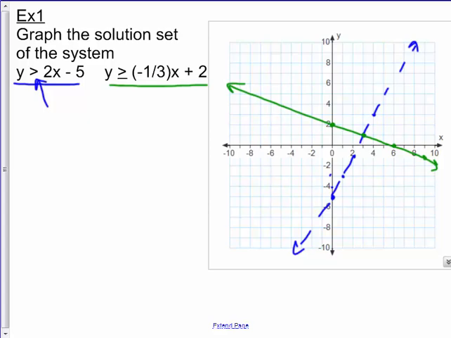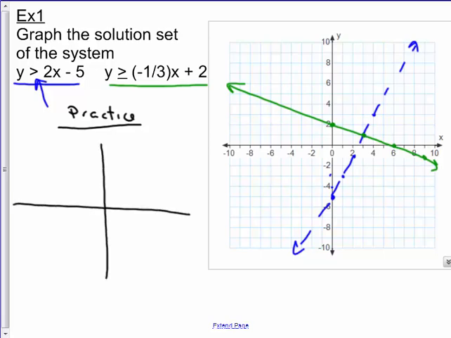So now I have to decide where I want to shade here. So let's look at the blue one here. I'm going to make what's known as a practice graph here. On a quiz or a test, you'd be given this practice graph. I'm just going to make a quick sketch of what I have here. So in the blue I have that one, in the green there is the other line.